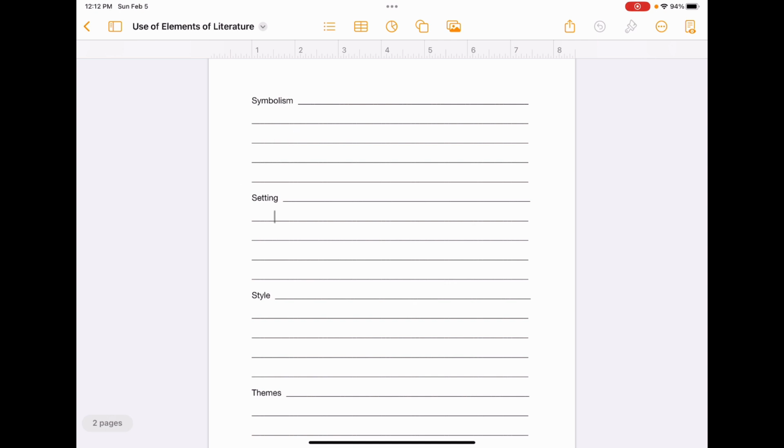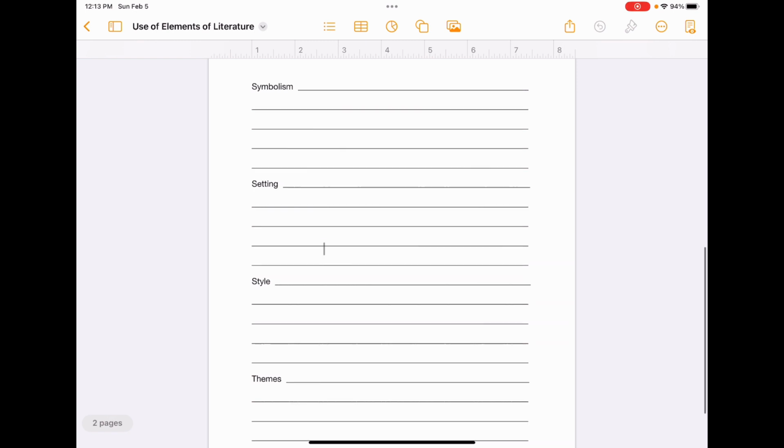Setting. You need to have a setting. My setting is, for the most part, in a forest. So that's what I'm going to say. The story takes place in a forest. The bunnies live in a home which is in the forest, but then there's the greater forest beyond that. And that is the setting. That's the place where the story is going to take place.